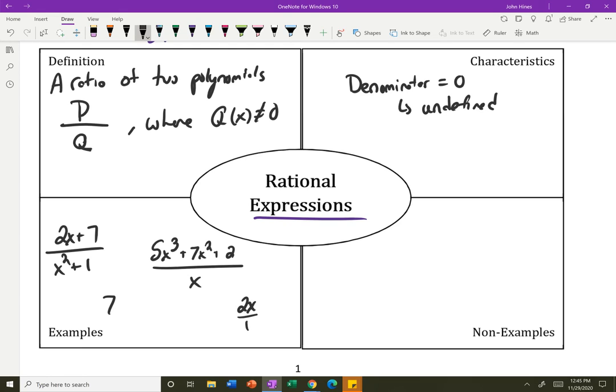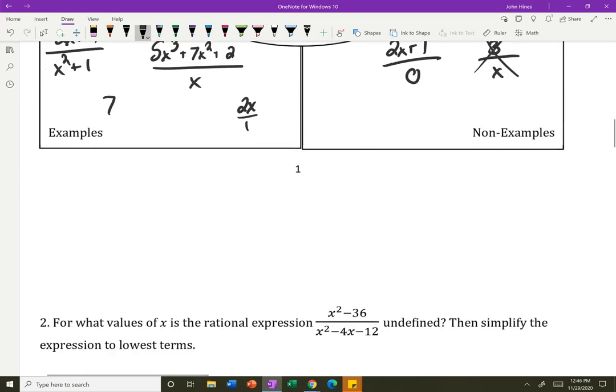Non-examples: you cannot have 0 in your denominator. You cannot have 2x plus 7 over 0. That's not a rational expression because your denominator is 0. It's got to be polynomials up there, and we haven't encountered something like 3 to the x over x. That's an exponential function. That's no good. We haven't encountered a lot of non-polynomial functions, but it's got to be polynomials in our fractions there.